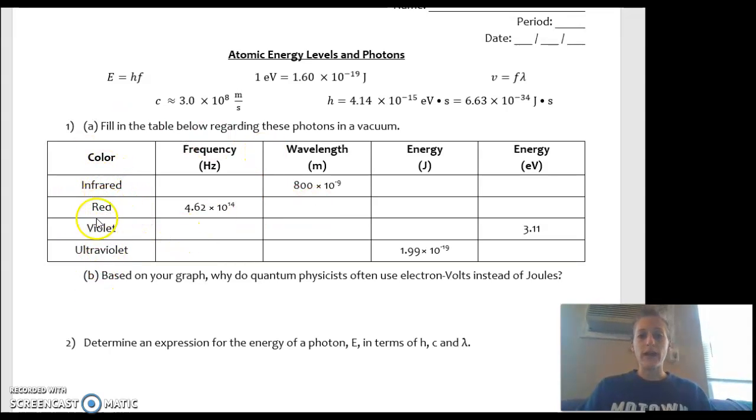So in front of you, you have a table, and we have 4 different waves. We have infrared, red, violet, and ultraviolet. And we want to find the frequency, the wavelength, the energy in joules, and the energy in electron volts.